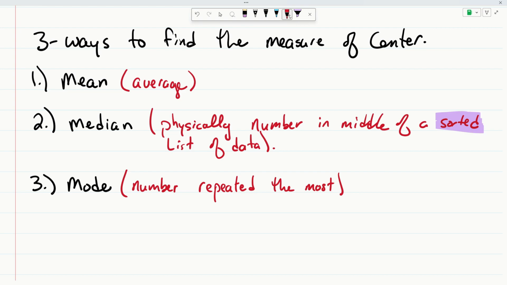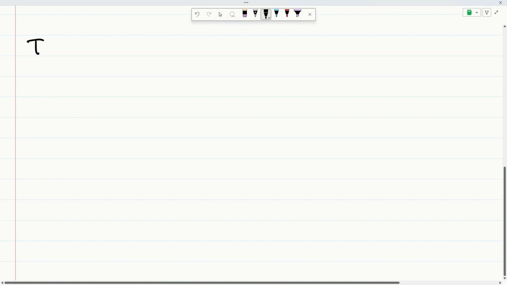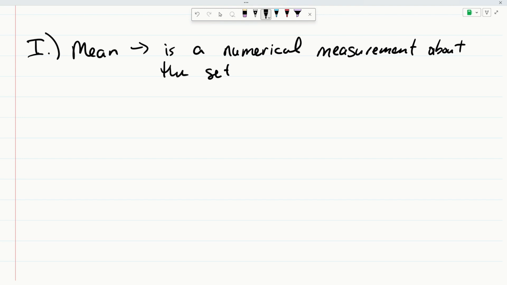Now, each one of these has their advantage and disadvantage, and as I go through each one of them, I will tell you. But first, let's talk about the mean. Now, the mean is a numerical measurement about the set of data.